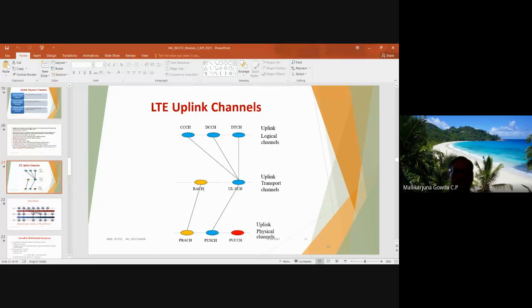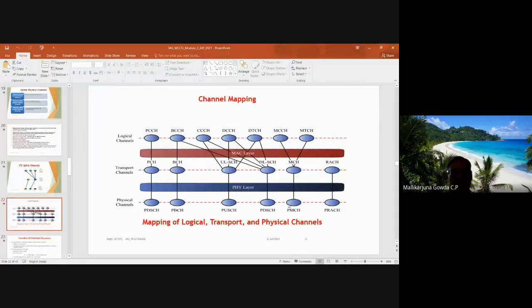And this random access channel, which comes under uplink transport channels, is mapped to the physical random access channel. And this one is about the physical uplink control channel. So this is about the mapping of uplink channels. This will give you the complete picture of the mapping of all the channels, written very clearly: the logical channels, the transport channels, and the physical channels.